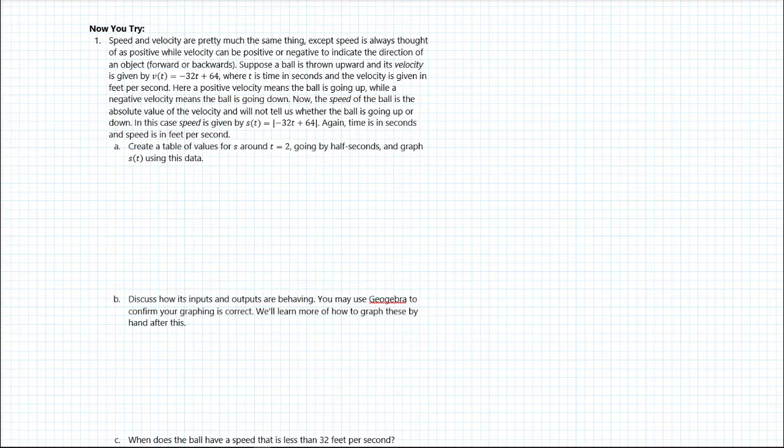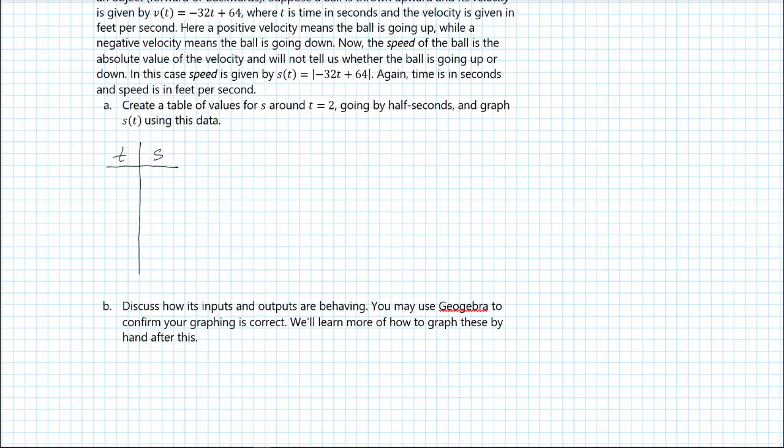So we want to create a table of values for s, the speed, around t equals 2, going by half seconds. And we're going to graph s of t using this data. So let's make a table of values here. I have t in my first column, speed in my second. So we'll say 0, 0.5, 1, 1.5, 2, 2.5, 3, 3.5, and we'll try and squeeze 4 in there once we're at it.